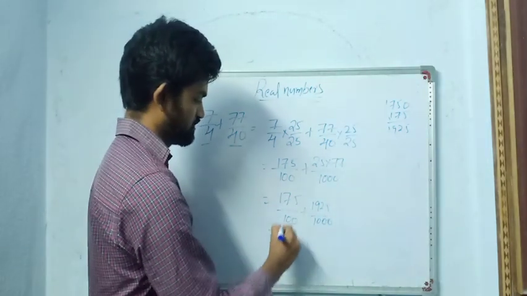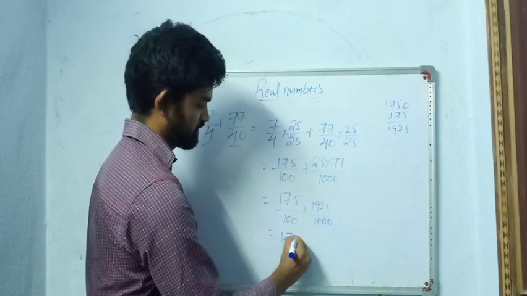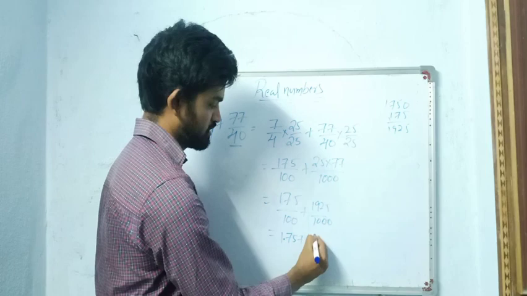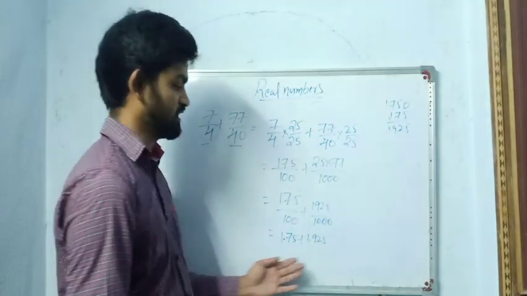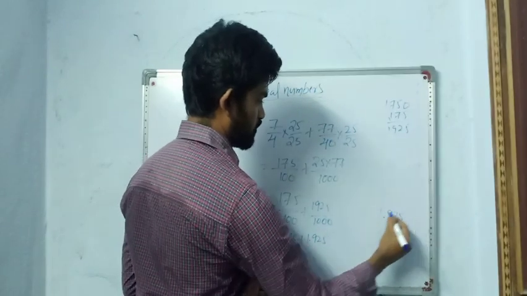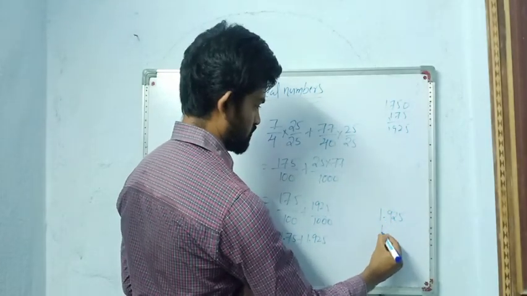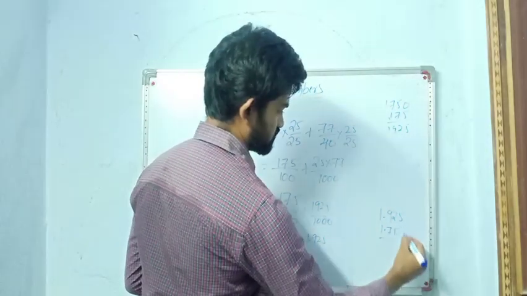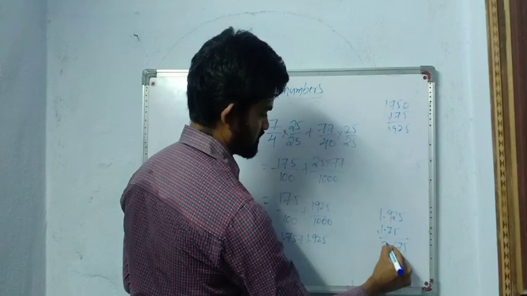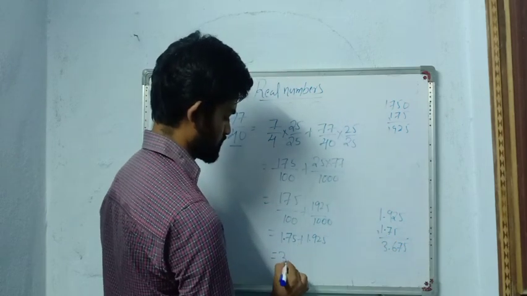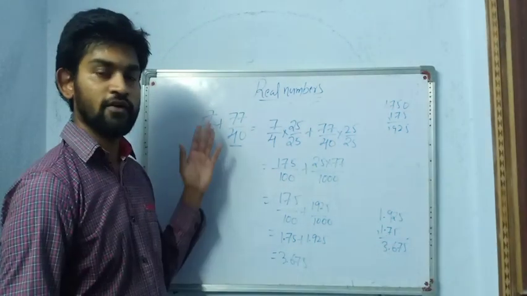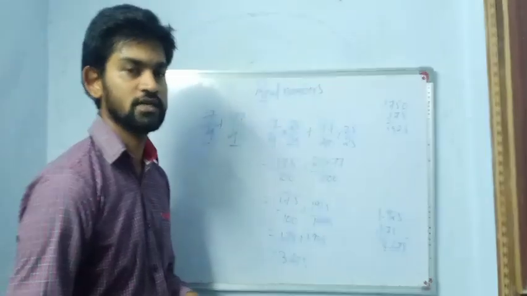Convert into decimal, so 1.75 because 100 is there in the denominator. Here 3 zeros are there, so 1.925. We just have to add these two. So how to add? 1.925 and 1.75. So we get 5, 7, 9 plus 1 is 16, that is 3.675. So this is how we convert without doing actual division.